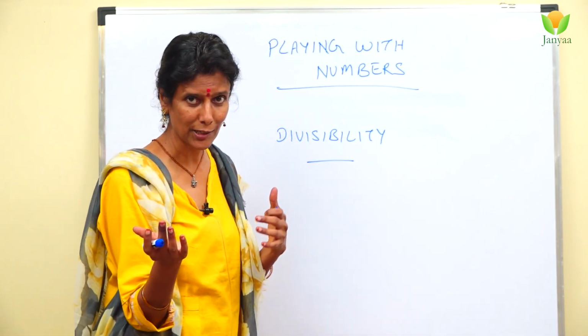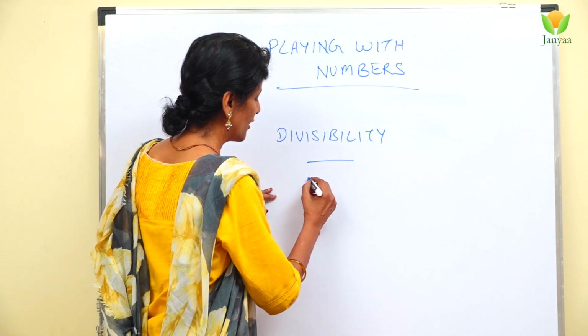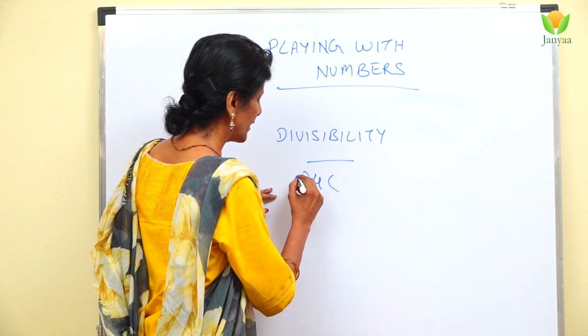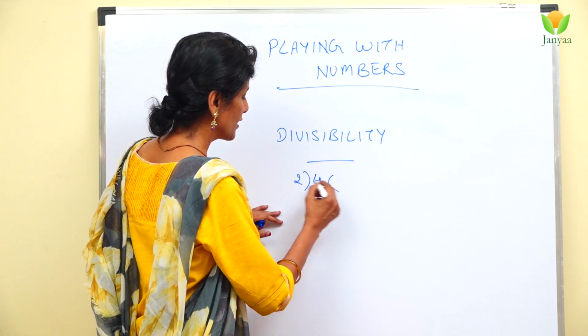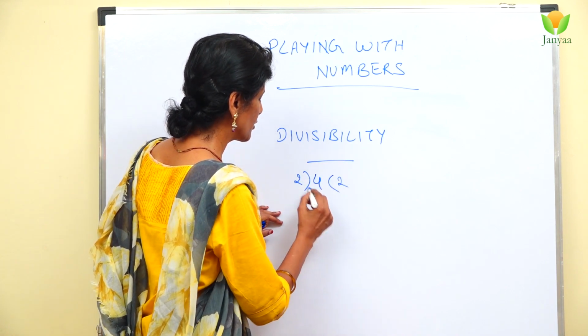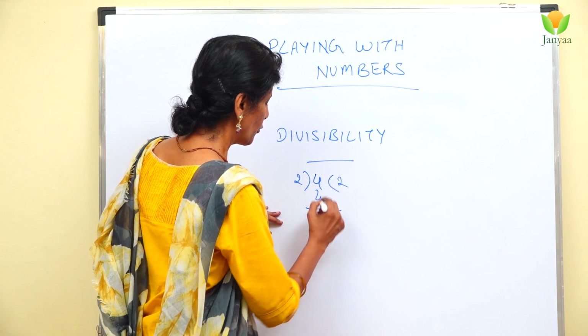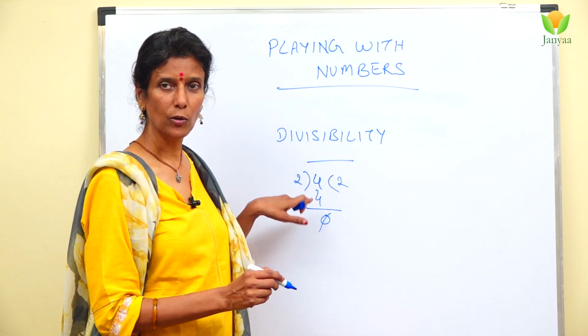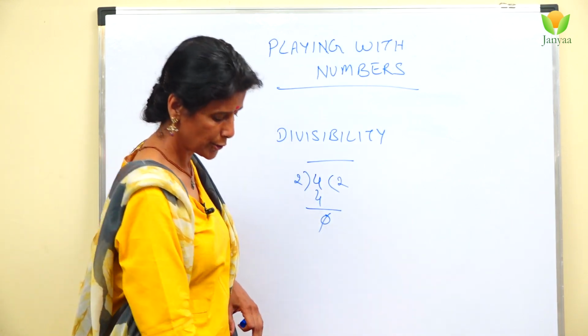The way we do it normally on the board is 4 divided by 2, correct? So how many times 2 will you get 4? 2 times. So 2 2s are 4. 4 minus 4 is 0. So 4 is divisible by 2.